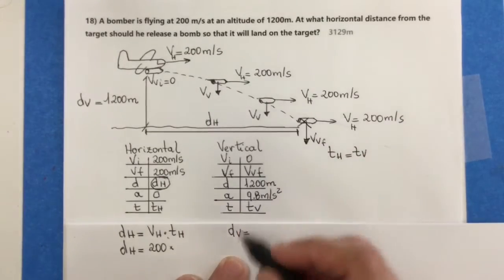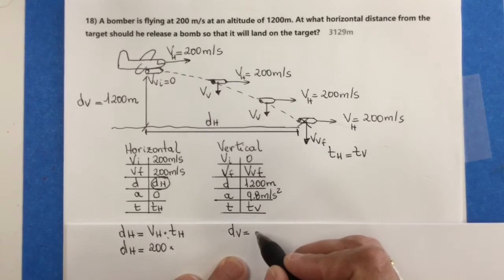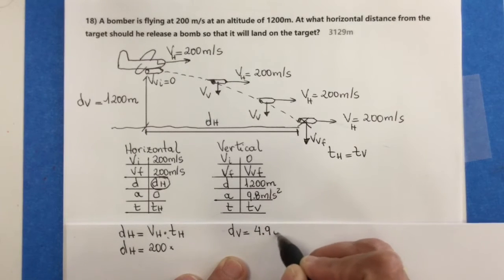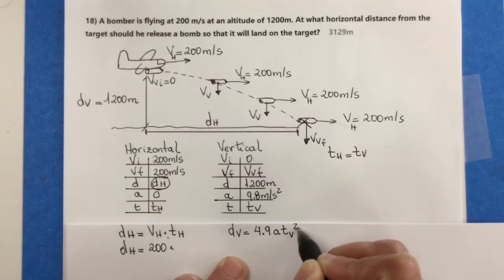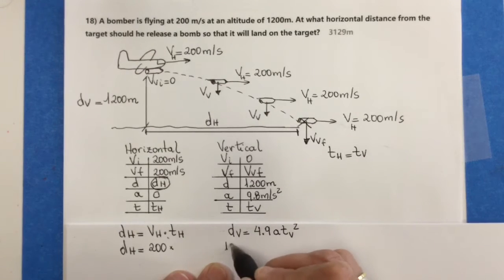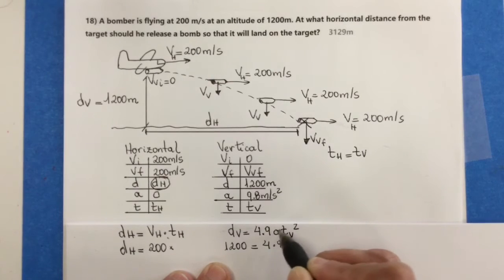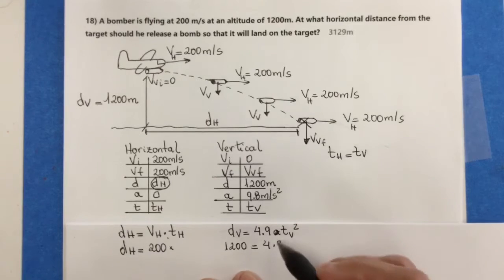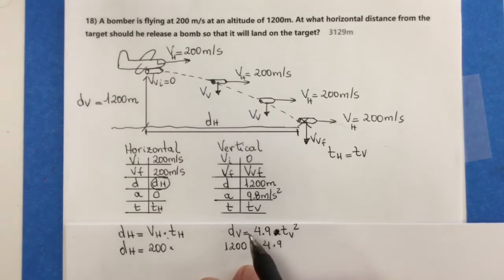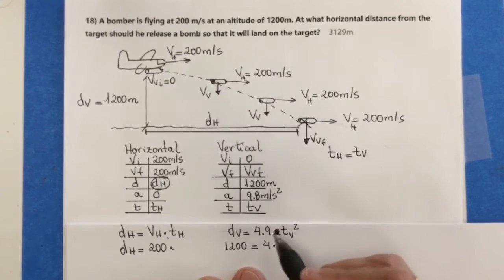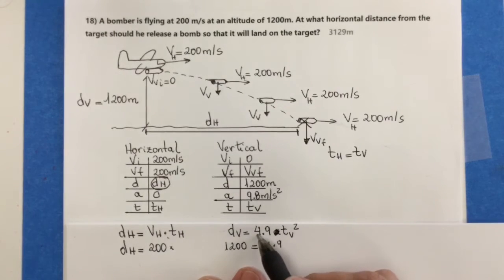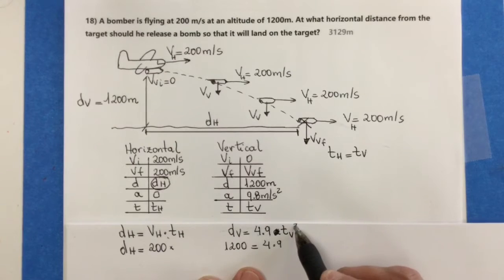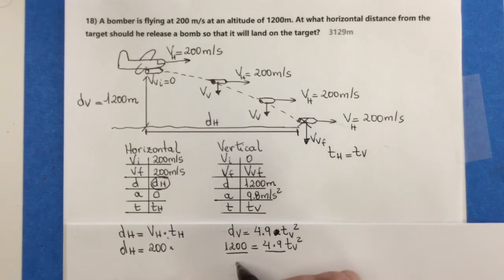Our initial velocity is 0. So after simplification, we have 4.9 TV squared. So our DV is 1,200. Sorry, correction: our simplification here does not include acceleration, so it's just 4.9 TV squared. So we are going to divide both sides by 4.9.